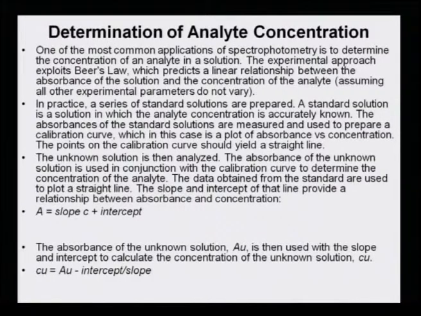Sometime back, when I was talking about chromium and its analysis from water samples, the best method to use was the UV visible spectrophotometer, and the concentrations of chromium 6 are analyzed by this machine, and they are found to be very accurate and very correct. What exactly happens in UV visible spectrophotometry?